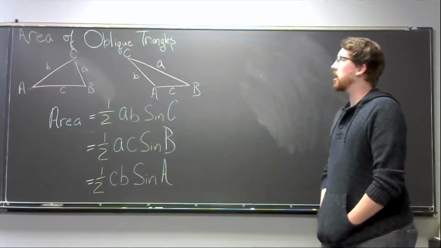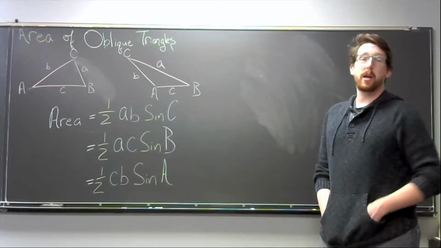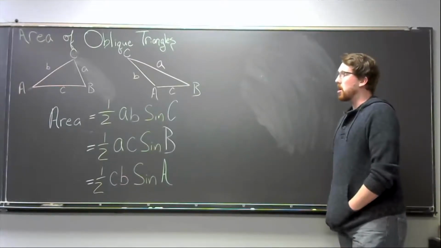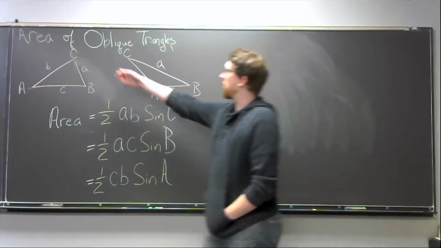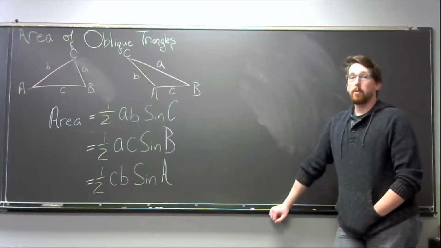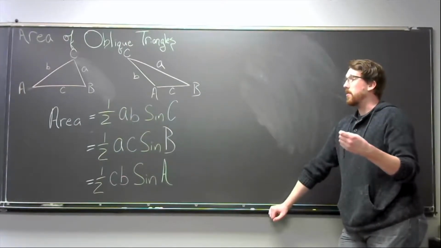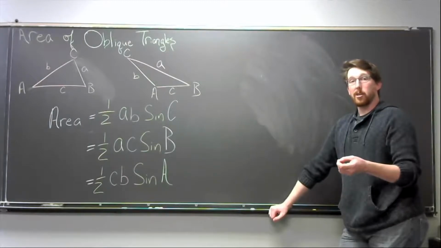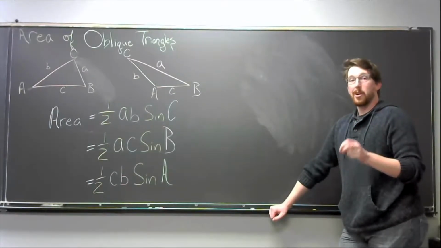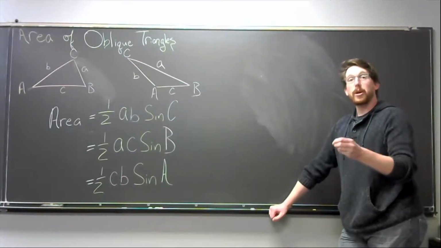Today we're going to be talking about the remainder of section 3.1, and we're going to be talking about section 3.2. To start off with, let's talk about the area of oblique triangles. So the area of any oblique triangle is going to be 1/2 times the product of the length of two of its legs times the sine of the angle between those two legs.